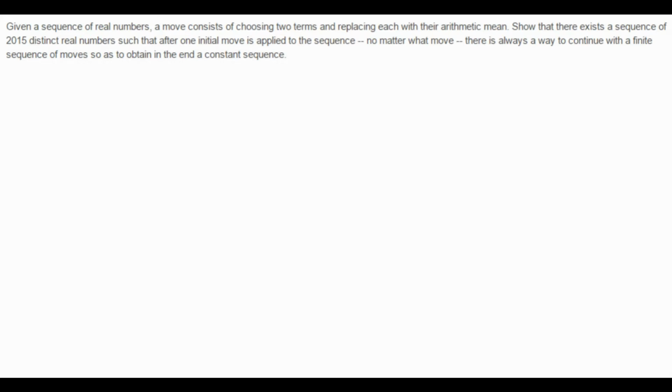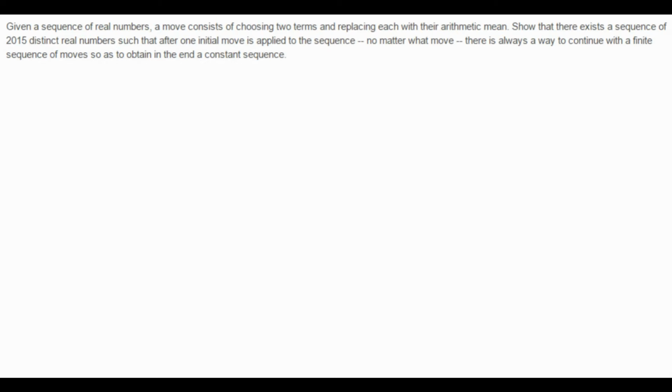Let's start by reading the question. Given a sequence of real numbers, a move consists of choosing two terms and replacing each with their arithmetic mean. Show that there exists a sequence of 2015 distinct real numbers such that after one initial move is applied to the sequence, no matter what move, there is always a way to continue with a finite sequence of moves so as to obtain, in the end, a constant sequence.